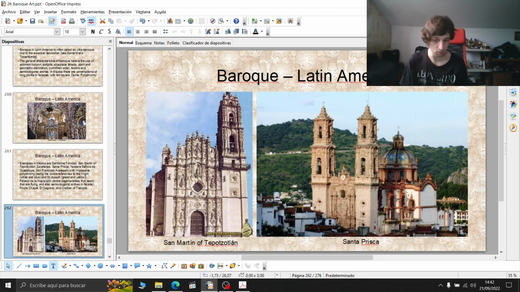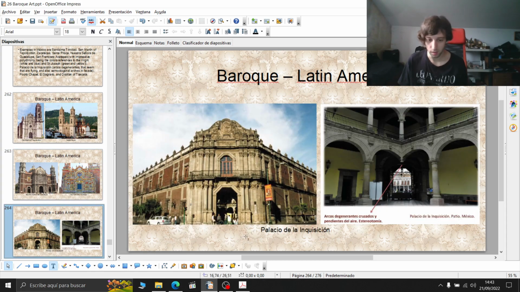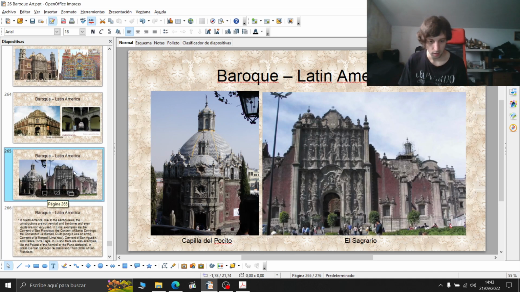San Martín of Tepoztlán, Santa Prisca, Nuestra Señora de Guadalupe, this San Francisco Acatepec, this is my favorite. You see the colors here, it is amazing. The Palace of Inquisition, these are the Arcos Degenerantes. I don't know how to translate this in English. Degenerative arches is like an arch, but it's like flying because there is no column here. Capilla del Pocito, El Sagrario.